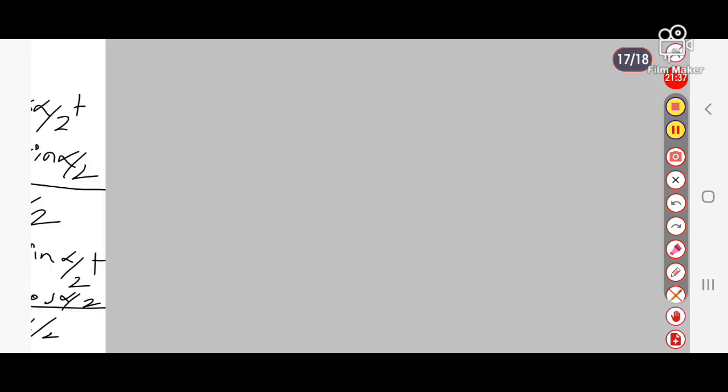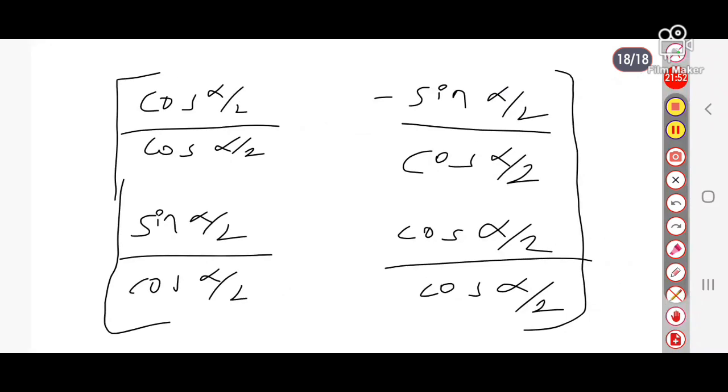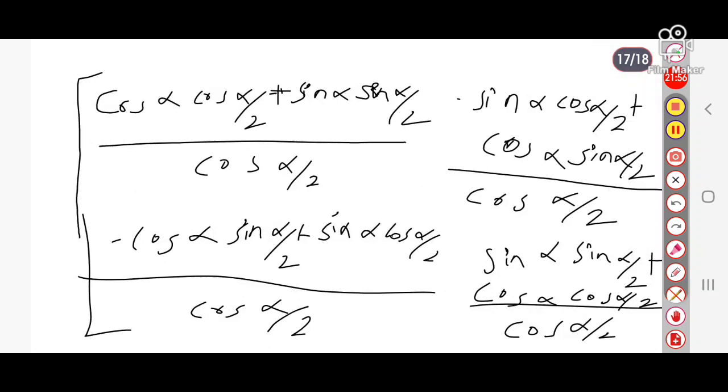That is actually cos alpha by 2 plus sin alpha by 2 will yield you cos of alpha minus alpha by 2, a general formula, that is cos of 90 minus theta. So cos of alpha minus alpha by 2 will yield you cos alpha by 2. So that is in the numerator. Similarly, sin alpha cos alpha by 2 plus cos alpha sin alpha by 2 will yield you sin of alpha minus alpha by 2. Similarly, over here minus cos alpha sin alpha by 2 plus sin alpha cos alpha by 2 will yield you sin of alpha minus alpha by 2.